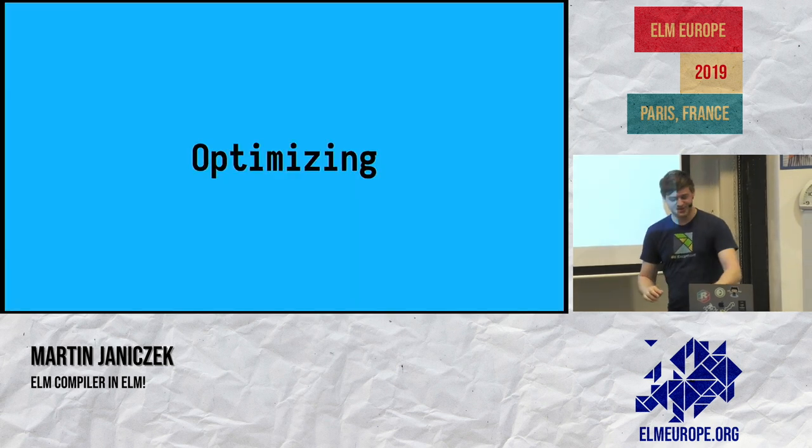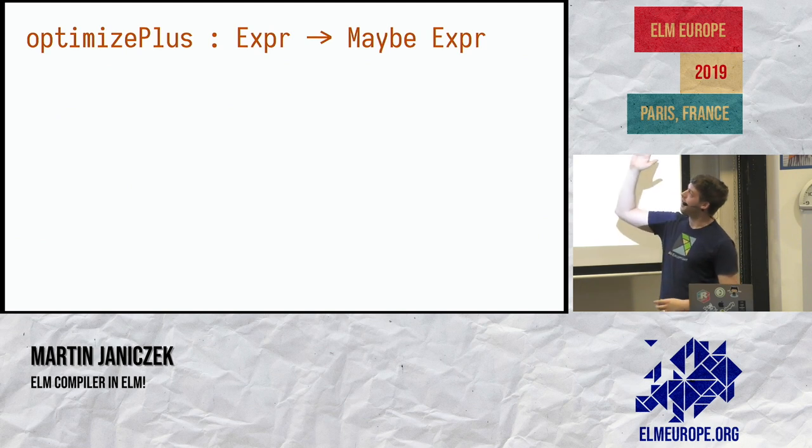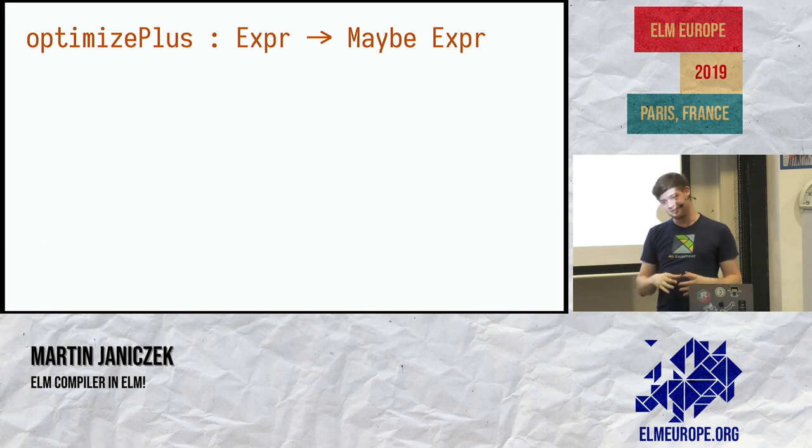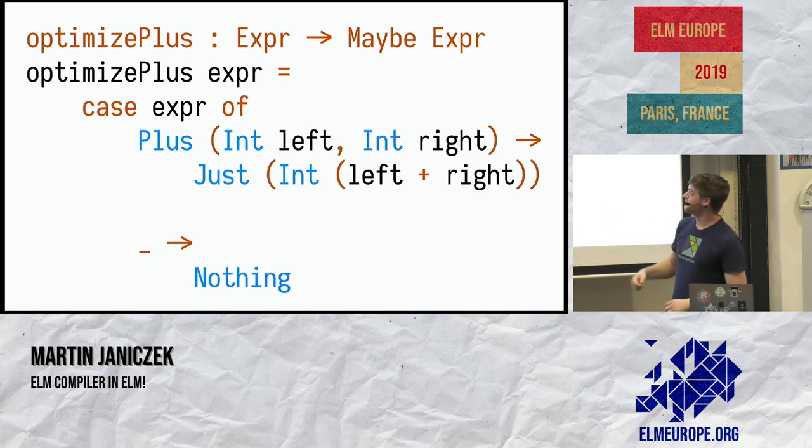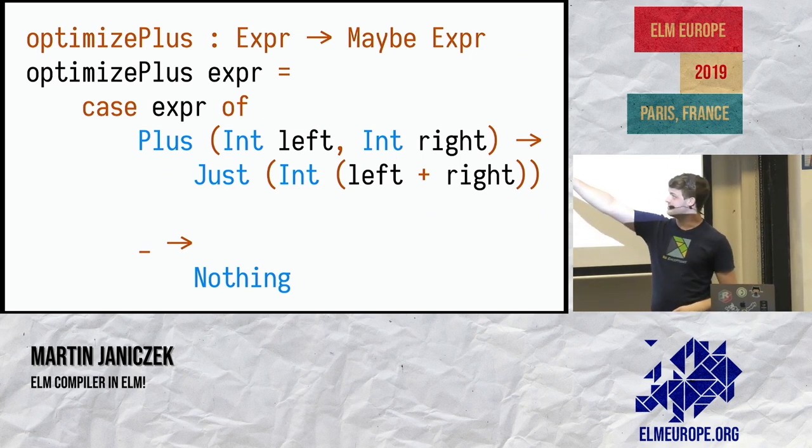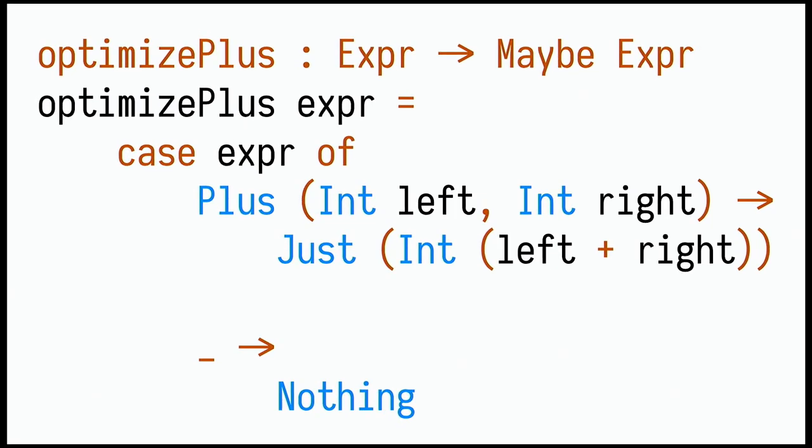So, optimizing. Our optimizations look like this. You take the expression and you try to do something with it. If you can, you return it in a Just. If not, you return nothing, right? So that's an example. Let's say we see plus and two literals. We can do it right now, right? We don't have to make the user calculate it each time the page runs. So we return the new simplified expression or nothing.